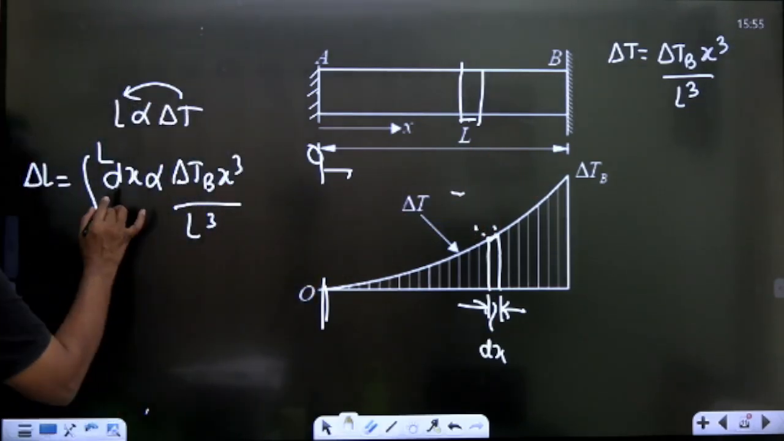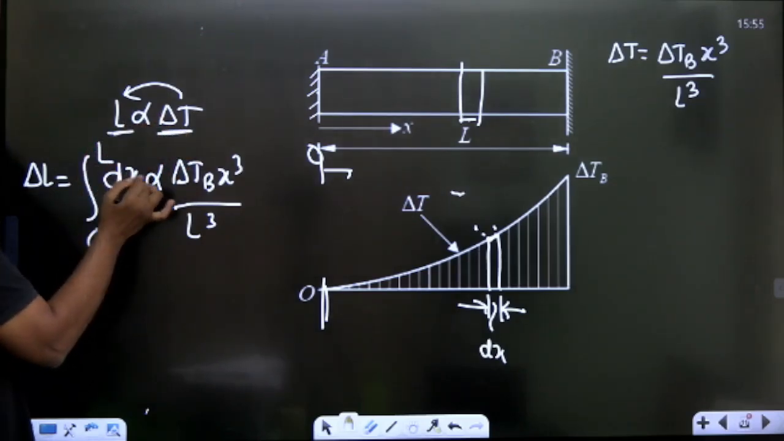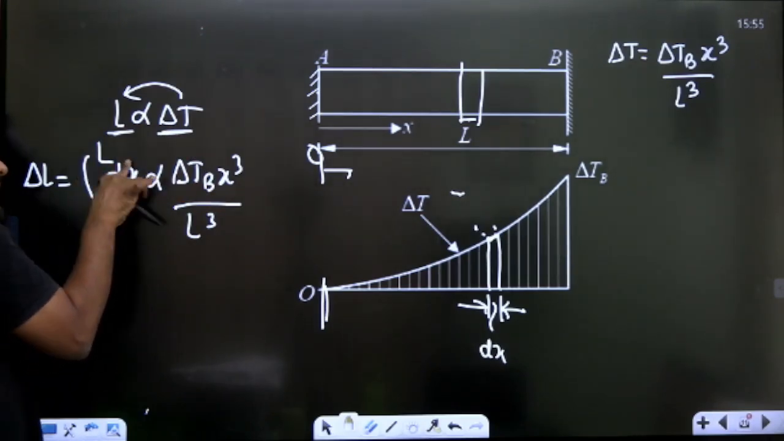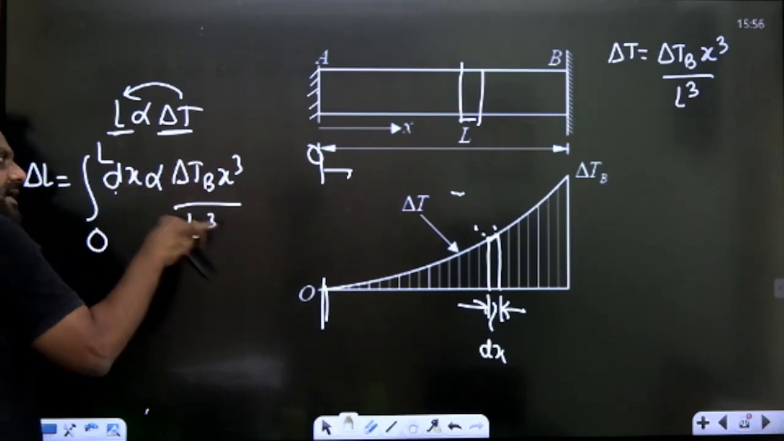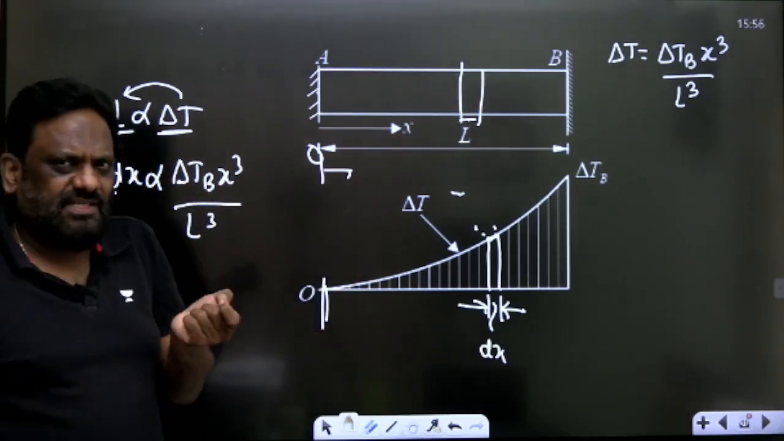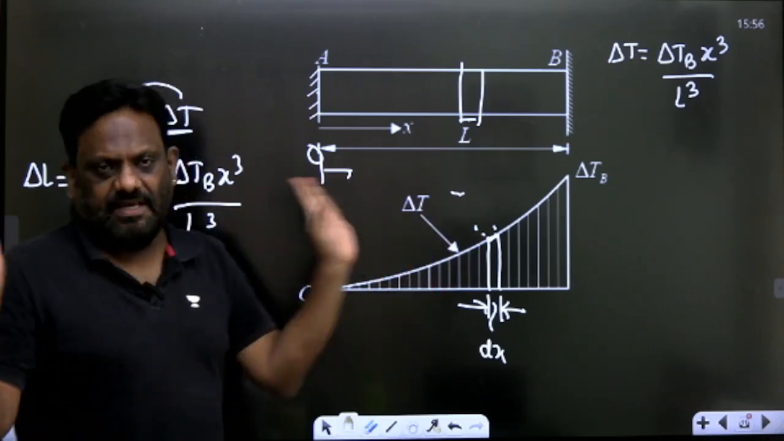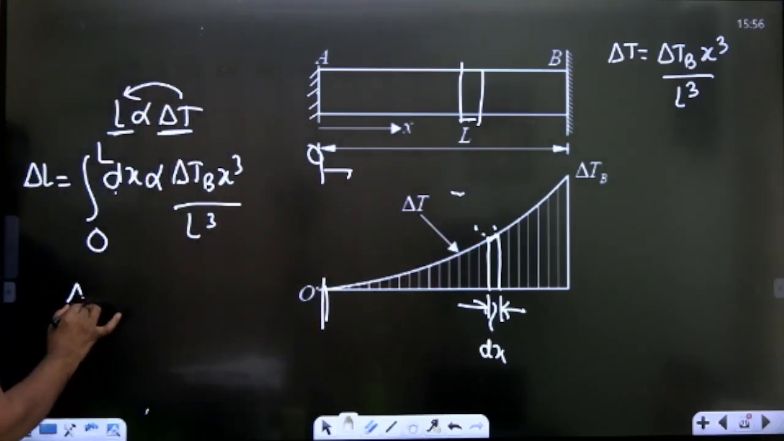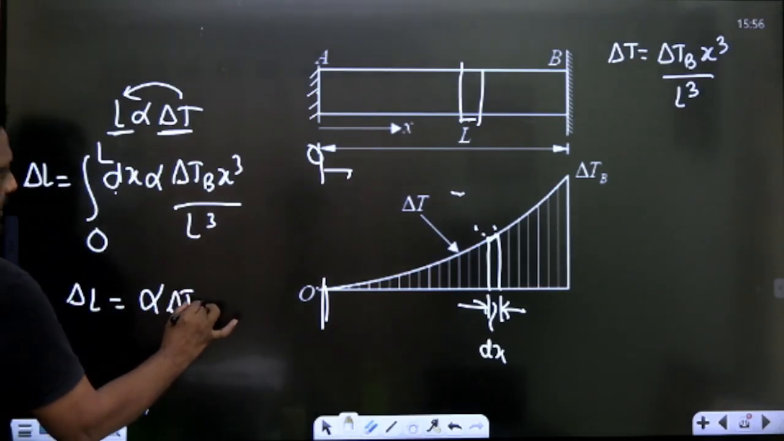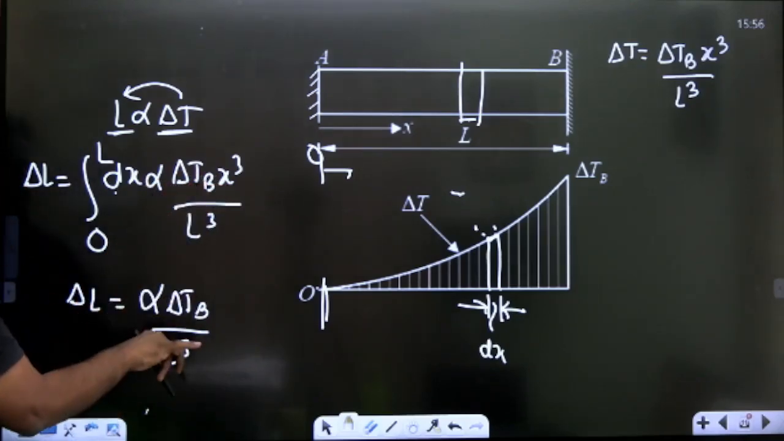So in a small length dx, just as delta t was the same over the whole length, this delta t is the same in a small length dx. So L is dx, and alpha delta t is this. Now this gives me the expansion in a small length dx. If you want the total, integrate from x is 0 to L. That's it sir. So the total free expansion is given by alpha is constant, delta tb is constant, L cube is constant.